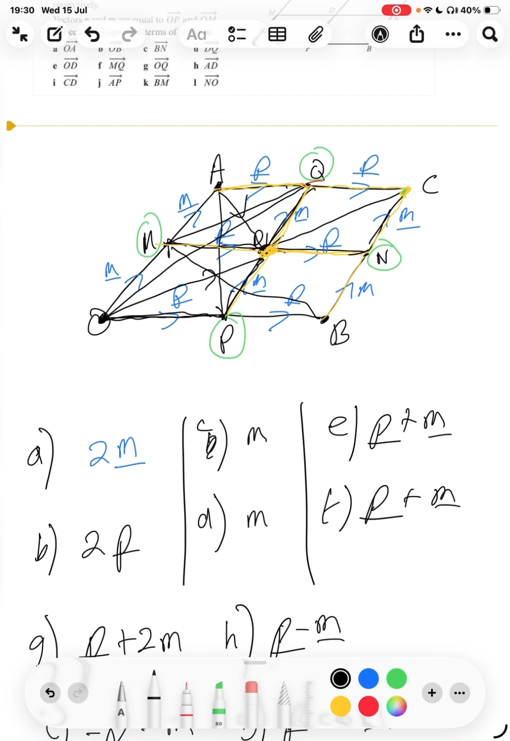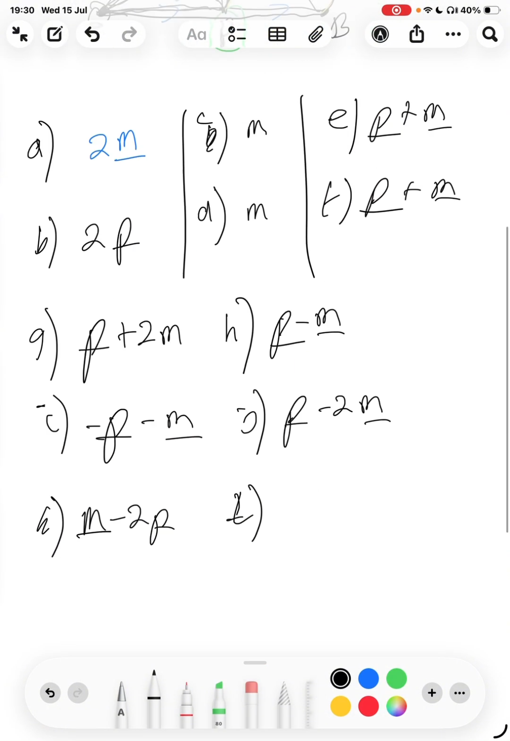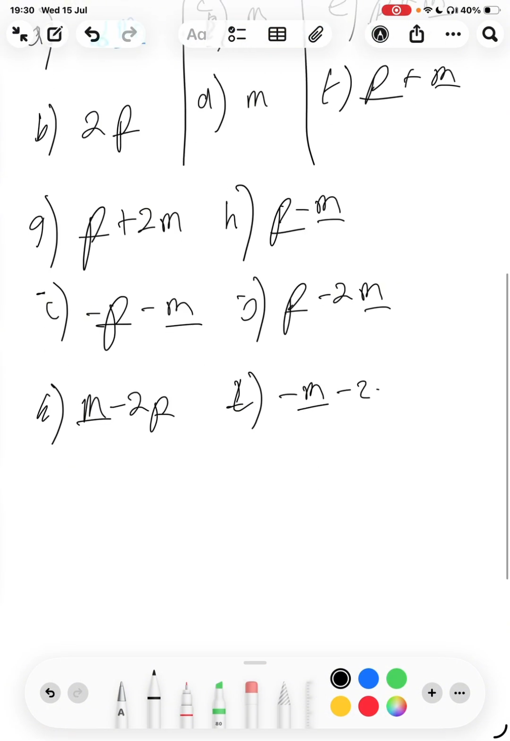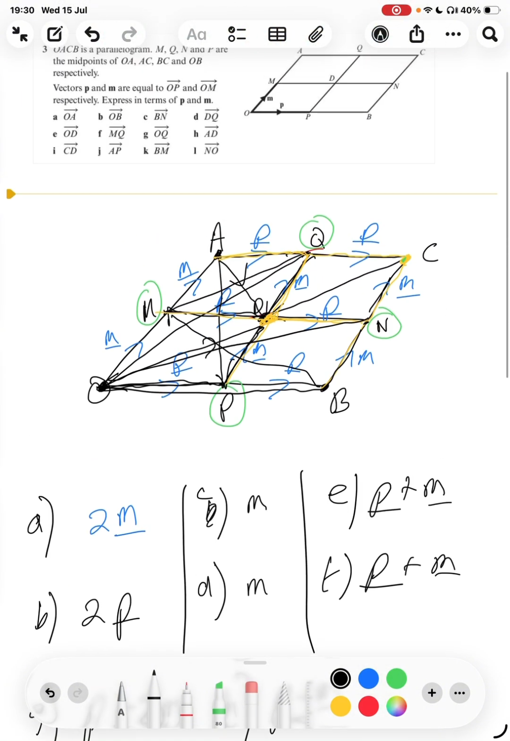And our last one, N to O. N to the origin. All right, take away an M, take away 2P. Take away M, take away 2P. And that's it. That's our final answers.